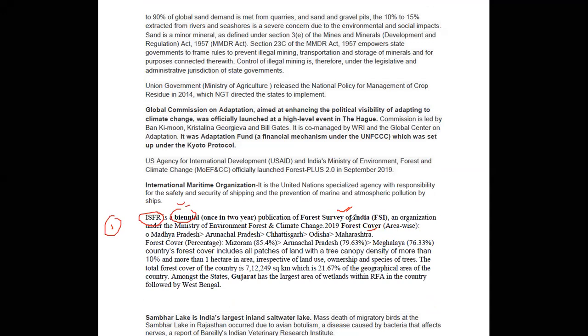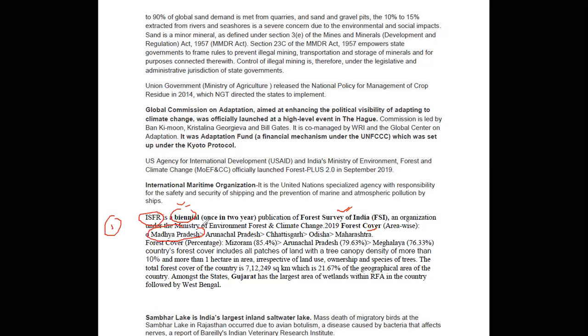So first of all, Madhya Pradesh has the highest forest cover in absolute terms. Arunachal Pradesh is in second place. Even if you don't remember the second, that's fine, but remember the first. In forest cover percentage terms, more than 85% of land in Mizoram is covered by forest.